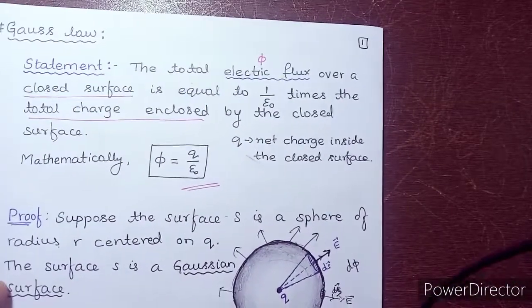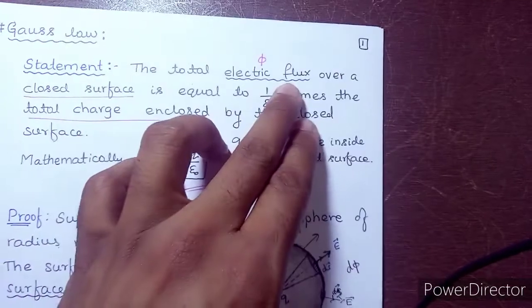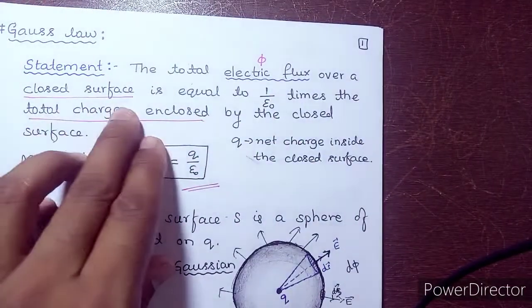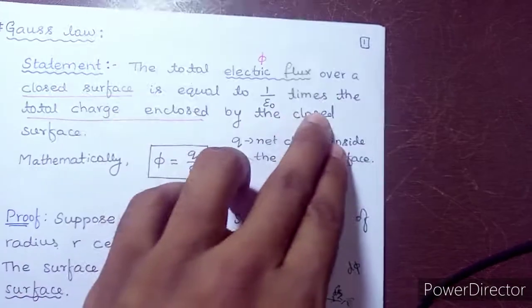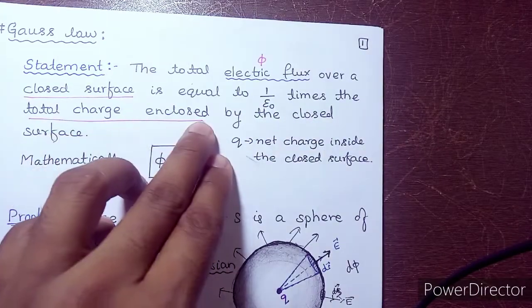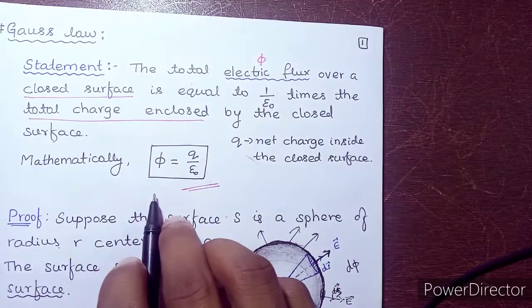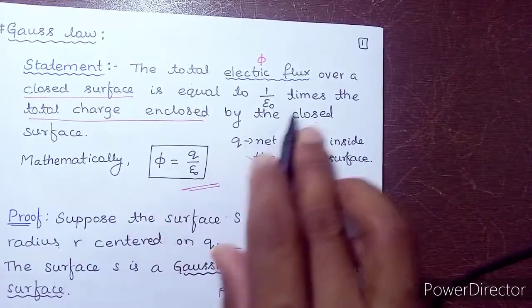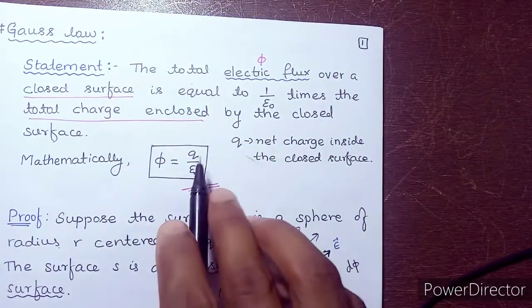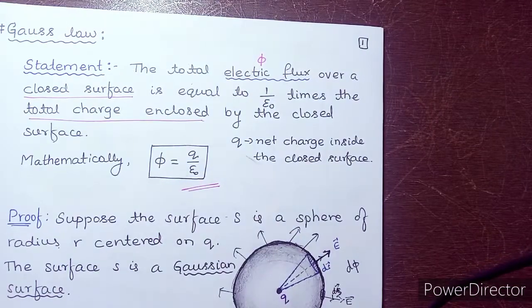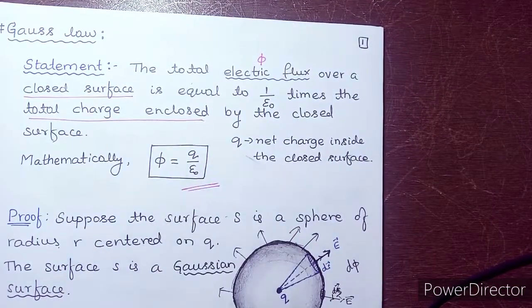Statement of Gauss law: the total electric flux phi over a closed surface is equal to 1 by epsilon naught times the total charge enclosed by the closed surface. So phi is equal to 1 by epsilon naught times the total charge enclosed by the closed surface, not open surface. Do remember that. So Q by epsilon naught.